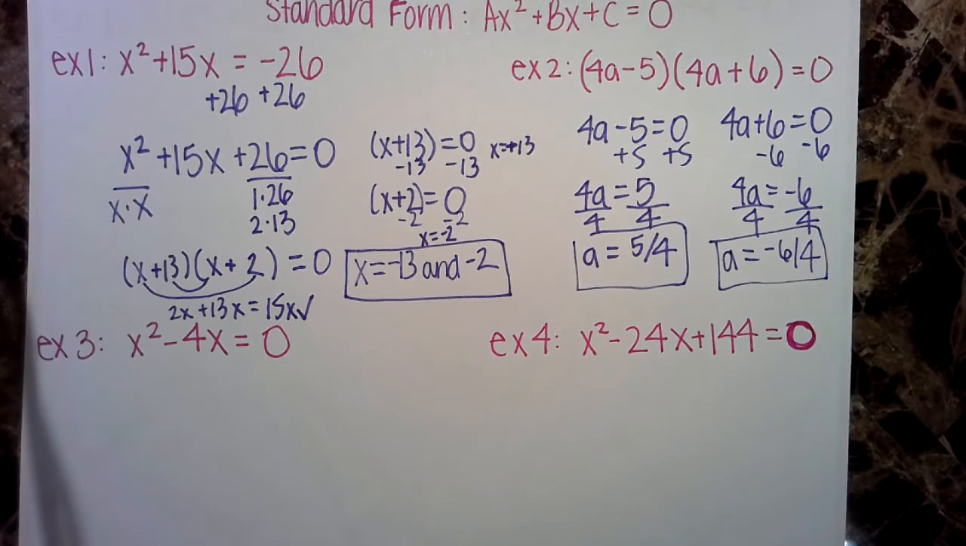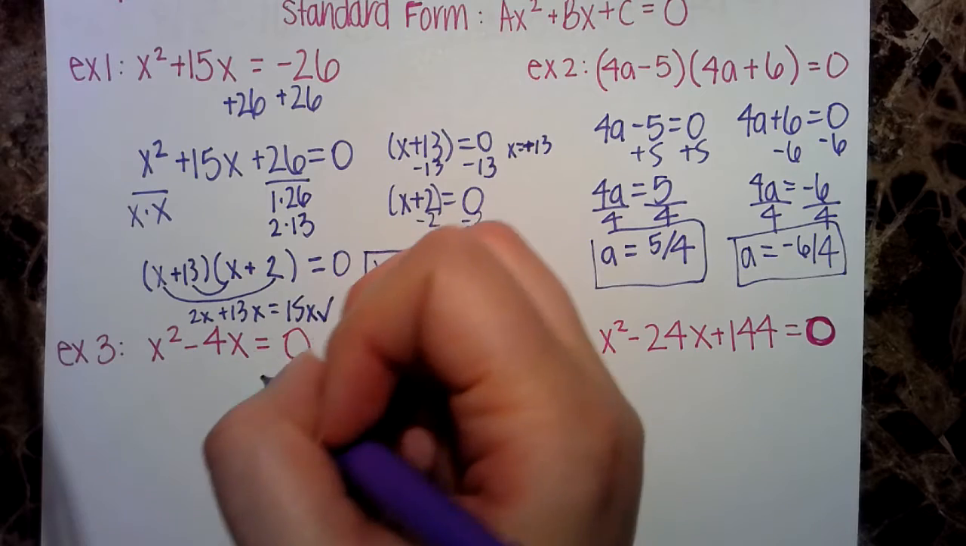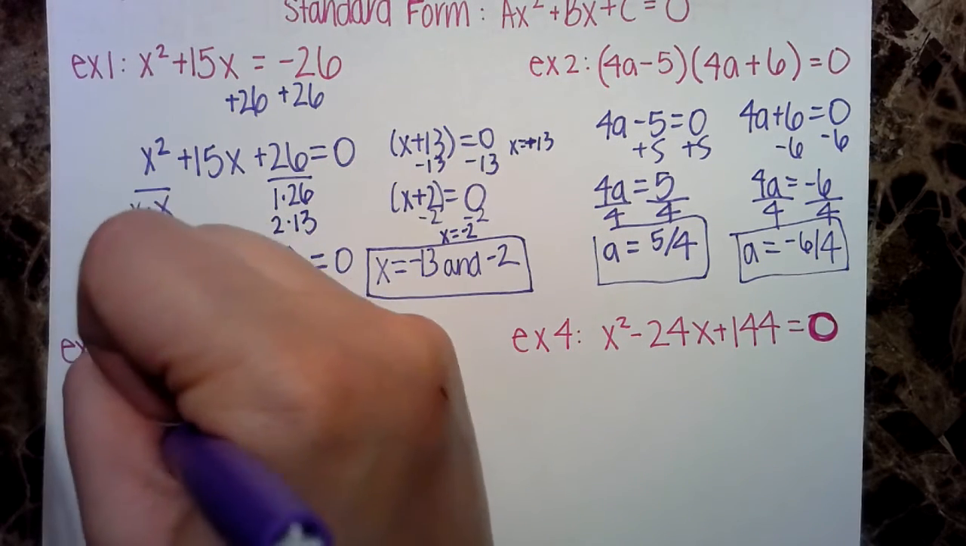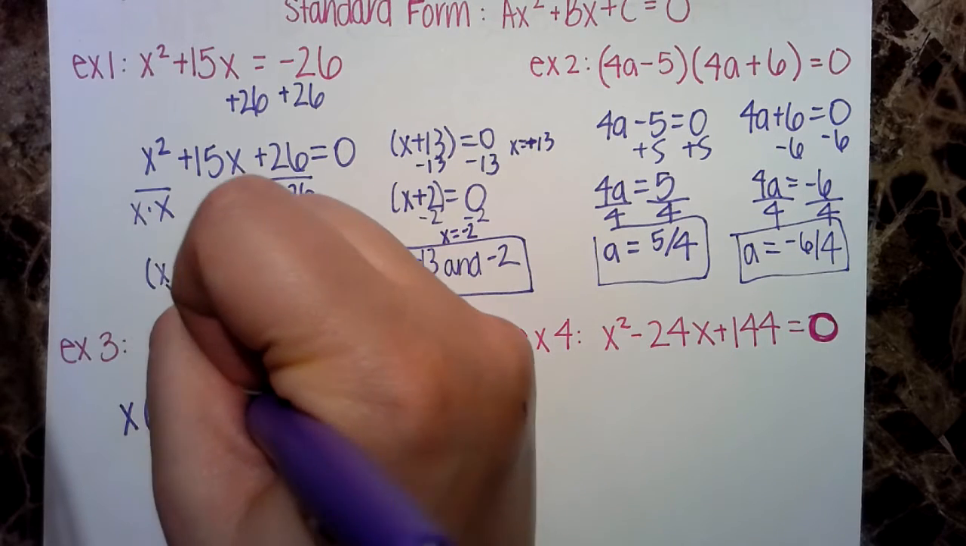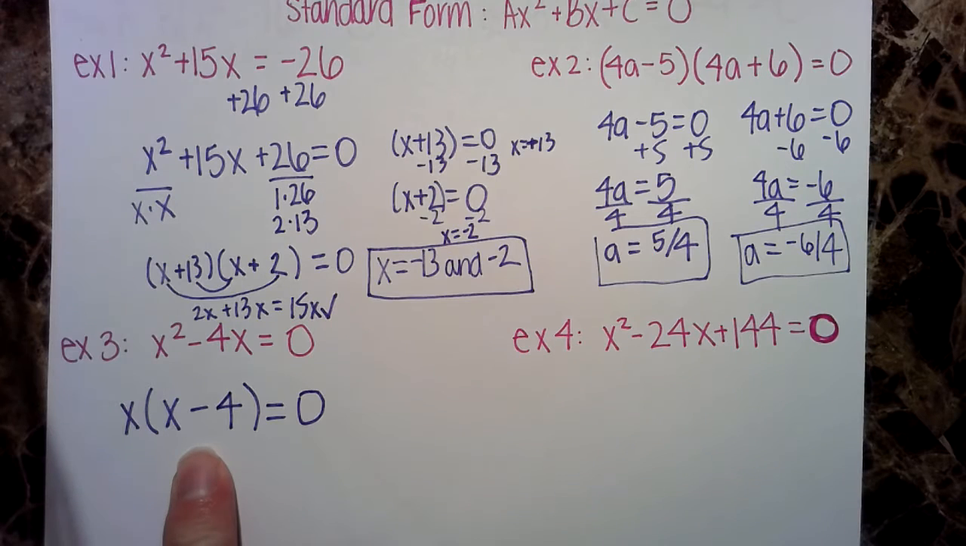Now with this one, you notice it's not a trinomial. So I'm going to look to see, you always have to remember too if you can take out a GCF. So I'm going to ask myself, can I take out a GCF? And I can here. So they both have an x in common. So what I'm going to do is take out an x, and I have x minus 4 equals 0. I can't factor this any further.